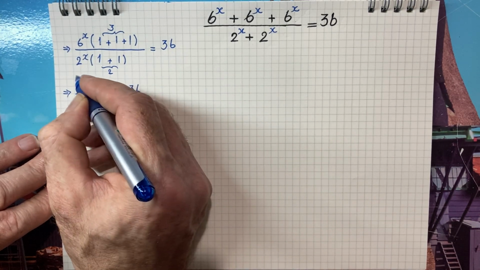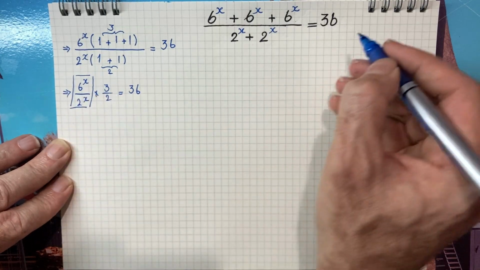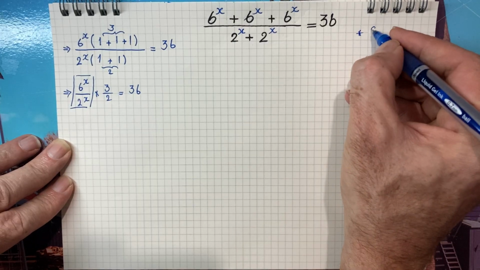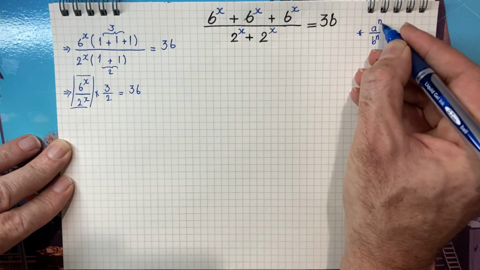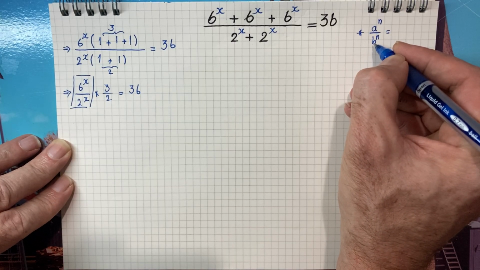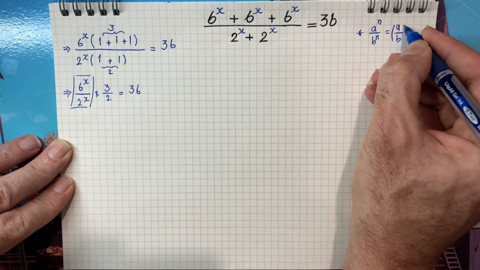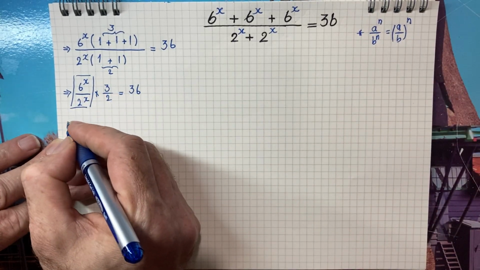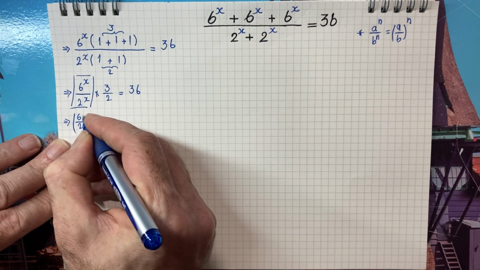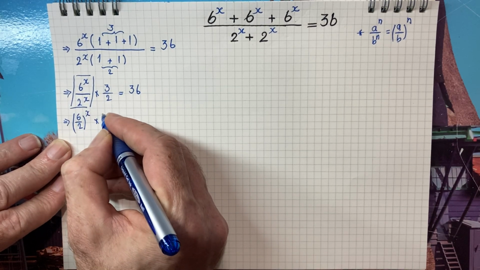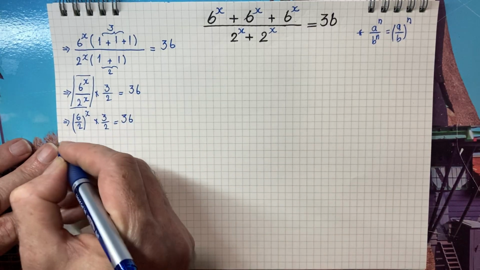Now let me ask you a question. How can we work on this expression? Look, this is in the form of, let me write it here, the rule a raised to n over b raised to n. Same exponent, different bases. It can be written in the form of a over b raised to the power of n. So I write it in the form of 6 over 2 raised to the power of x times 3 over 2 equals the right hand side 36.